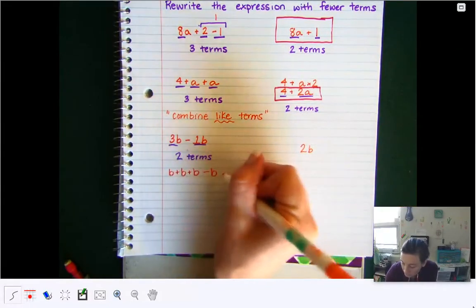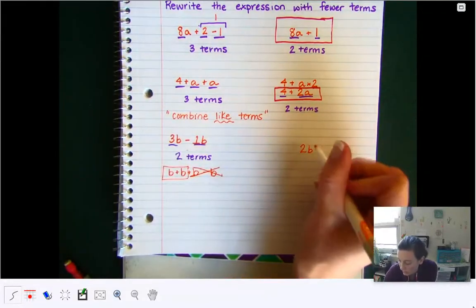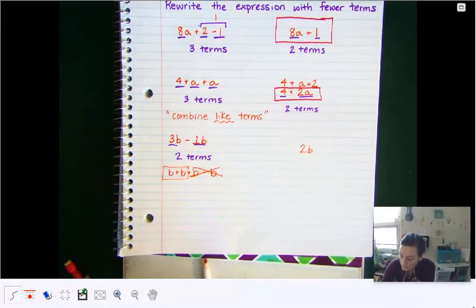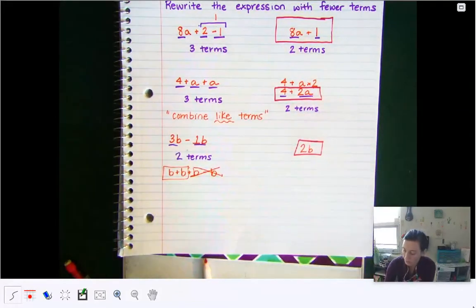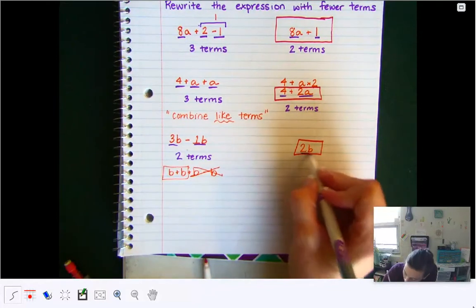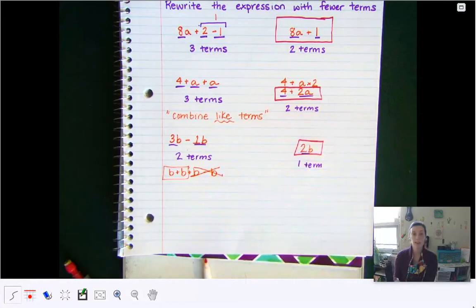So I have b plus b plus b, and then I take away a b. These two are going to cancel out, and I'm going to be left with 2 b's. So 2b is the simplified version of that expression, and this only has 1 term. So simplifying is not about finding the answer. It's about making the problem or the expression as few terms as possible so that when you find the answer or when you know what the variable is worth, you can find the answer more quickly.